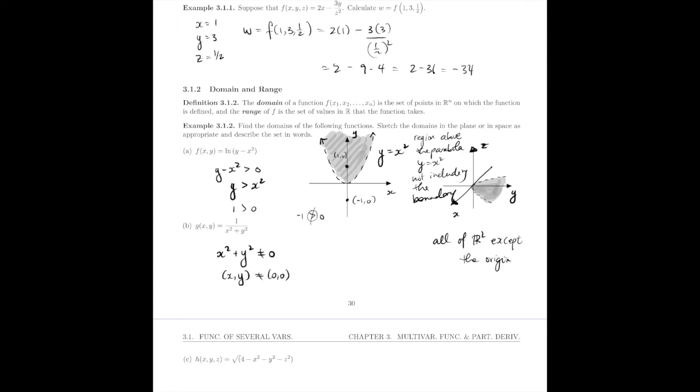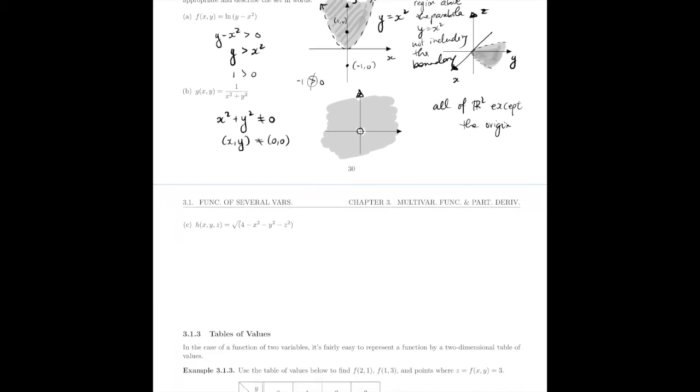That's our domain. So if we want to graph that in the plane, how would you graph all of R2 except the origin? Well, one way of doing it is to graph the origin as an open circle, not included, and you shade in the rest of the plane around it.